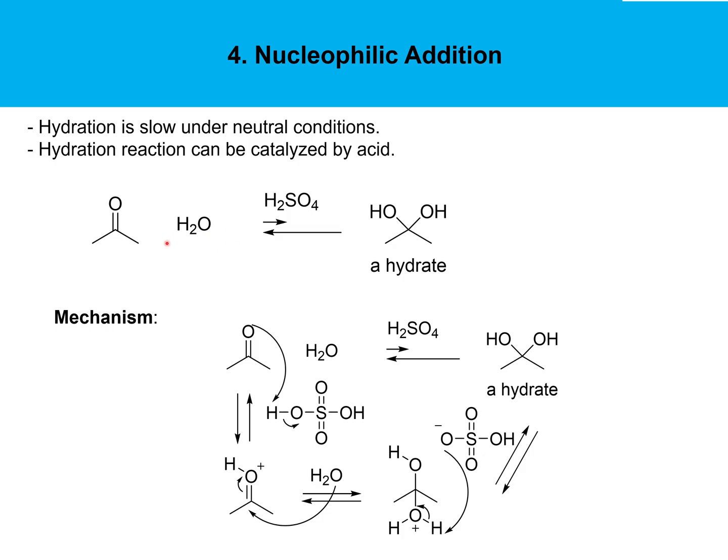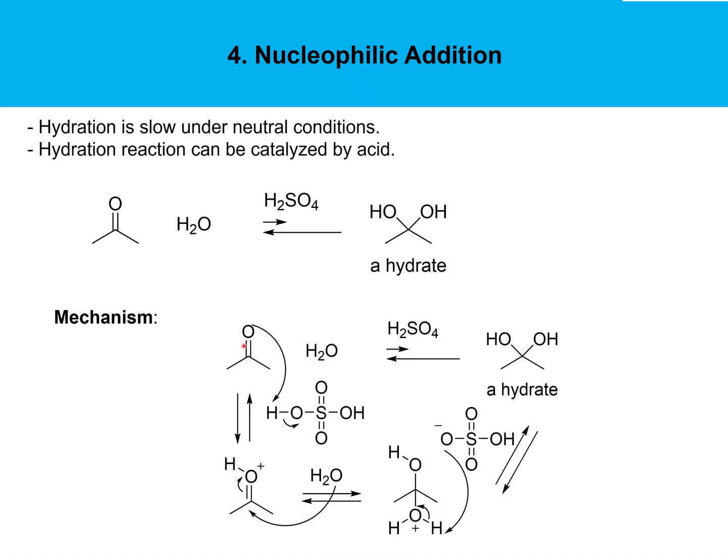As I mentioned previously, reaction of water with a ketone generally is slow under neutral conditions, but we can speed up the reaction if we add an acid catalyst like sulfuric acid. The equilibrium direction will not change, so acetone will still be favored over the hydrate, but we can achieve equilibrium faster by adding an acid catalyst.